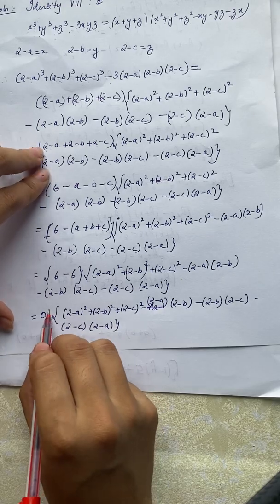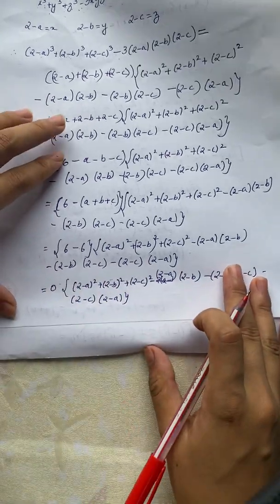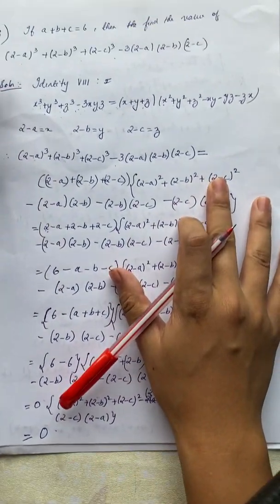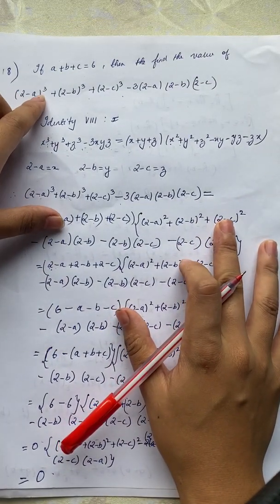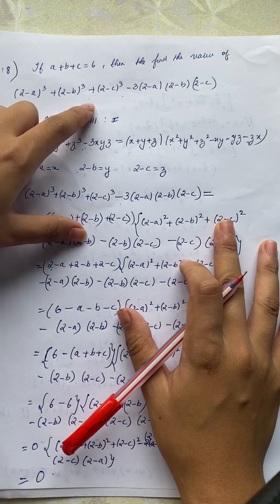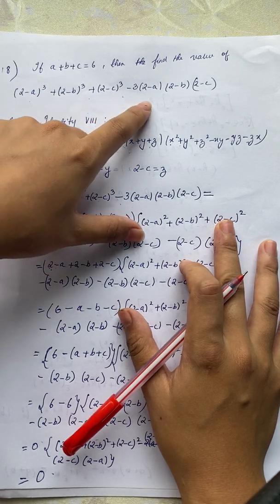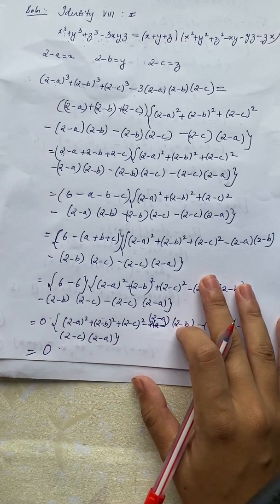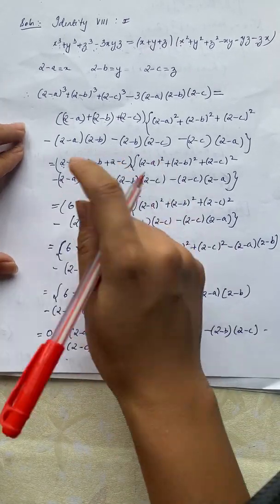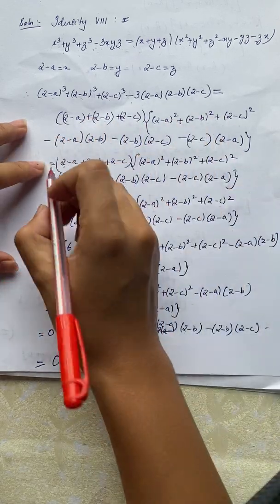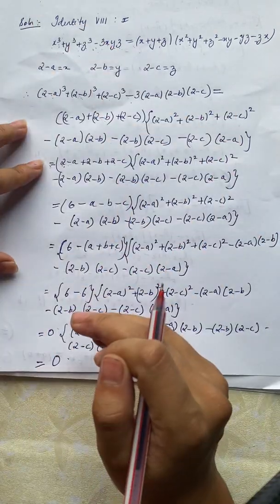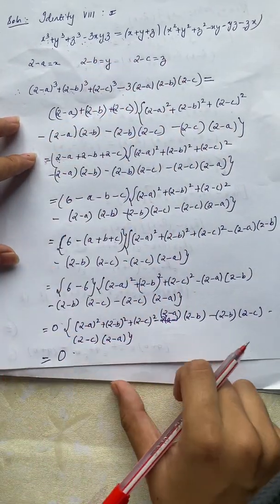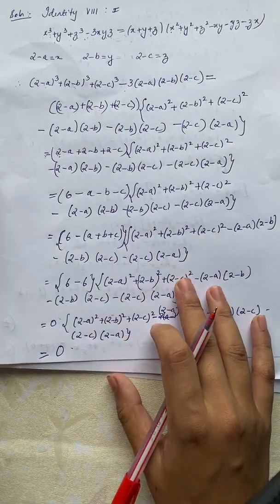Now 0 into all of this, 0 into anything is what? It is 0. Therefore, (2 minus a) cube plus (2 minus b) cube plus (2 minus c) cube minus 3(2 minus a)(2 minus b)(2 minus c) is equal to 0. This is the step, okay? Be careful with this. These are all one line. Only when you see an equal sign, that means that's the next line. Here I could not write all of this in one line, so I have written it in 2 lines. So this is the answer.